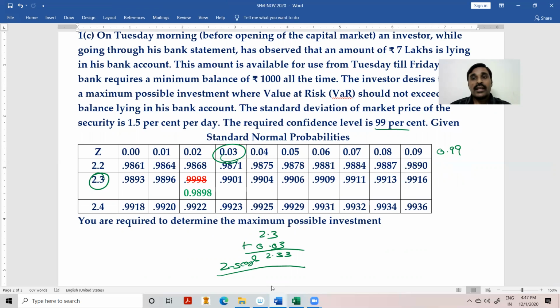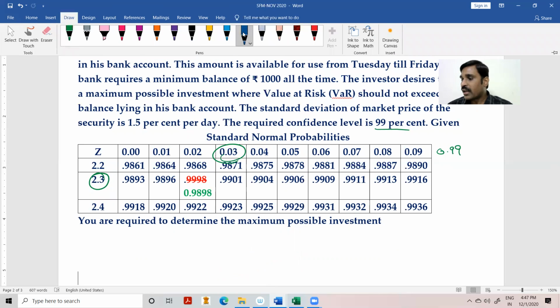And this problem is testing whether you know how to read the Z table or not. Till now, you might have seen problems where the Z score is directly given in the question, but this is the problem which is testing whether you know how to interpret the Z score or not. Okay, Z score is 2.33.